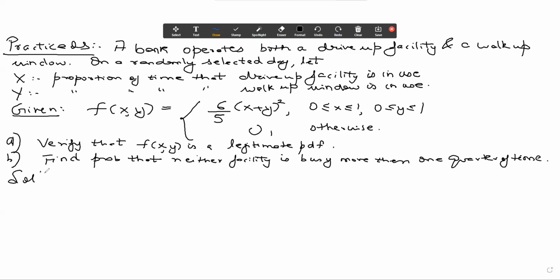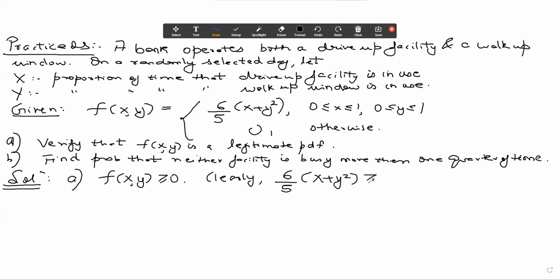So let's solve this question. For f of xy to qualify as a legitimate PDF, f of xy should be greater than or equal to 0. You can see that clearly: 6/5 times (x plus y square). Guys, corrected, this is x plus y square. X plus y square is greater than or equal to 0 for x lying between 0 and 1 and y lying between 0 and 1. So the first property is met. F of xy is greater than or equal to 0.